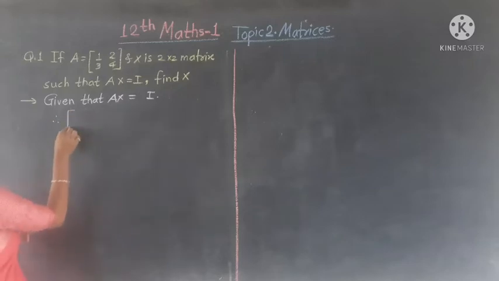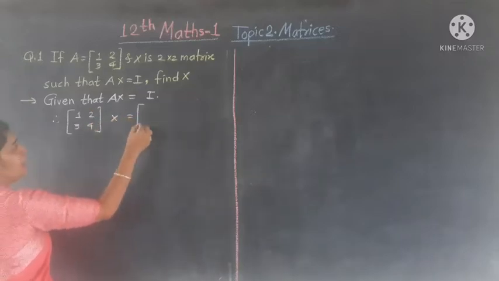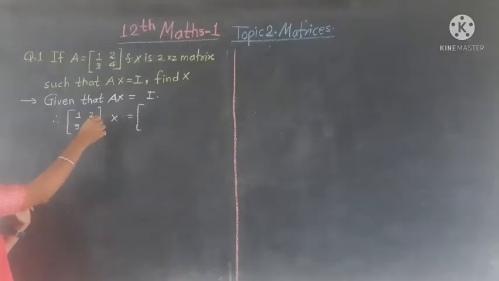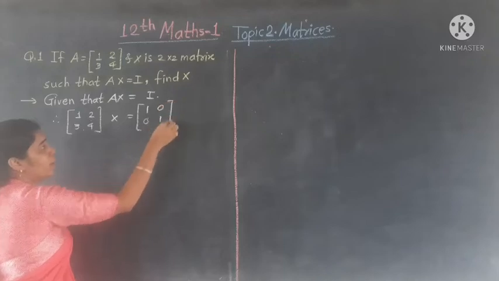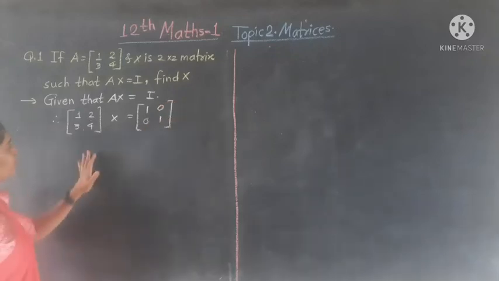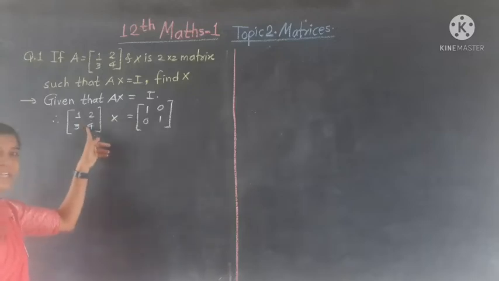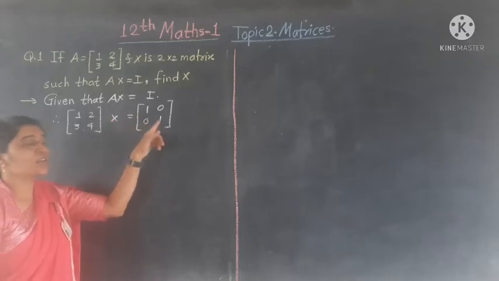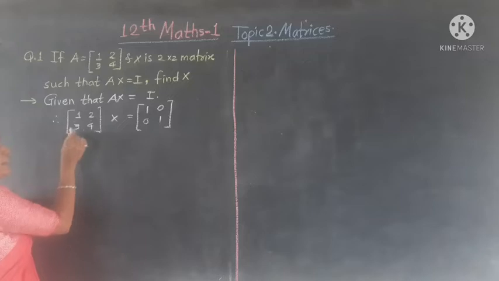Write the matrix A. A is the matrix 1, 2, 3, 4. X as it is. I, identity matrix. Take the order of matrix A and X as 2 by 2, so here you take the identity matrix of order 2 by 2. Now we want X, which means we make this matrix an identity matrix. So I into X is X, and we get the matrix X. So we convert this into an identity matrix.